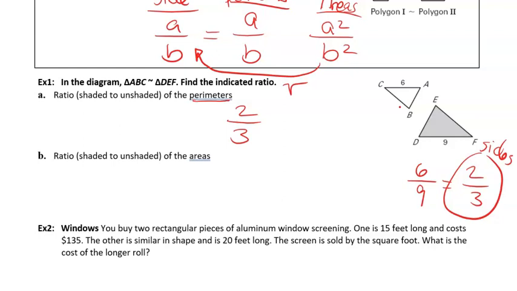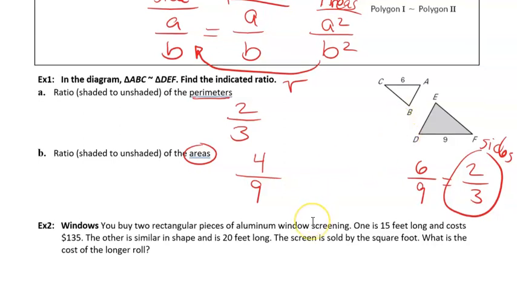Next, what is the ratio of areas? Is it also 2 to 3? No. What do we have to do to the ratio? Squaring. You are squaring it, not square rooting, squaring. That gives you 4 to 9. Does anybody have any questions on that?